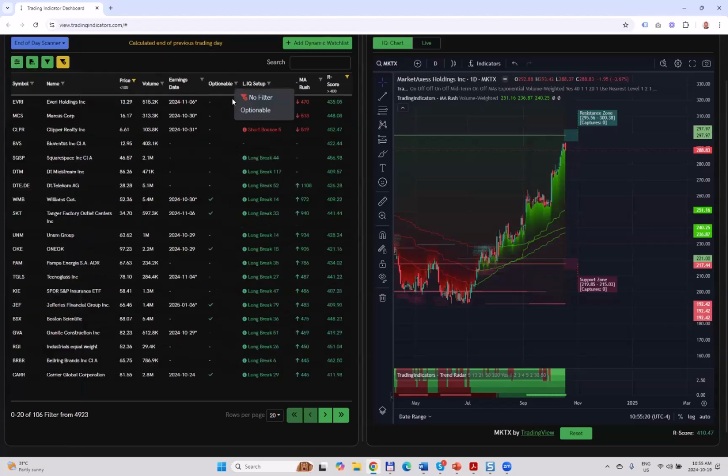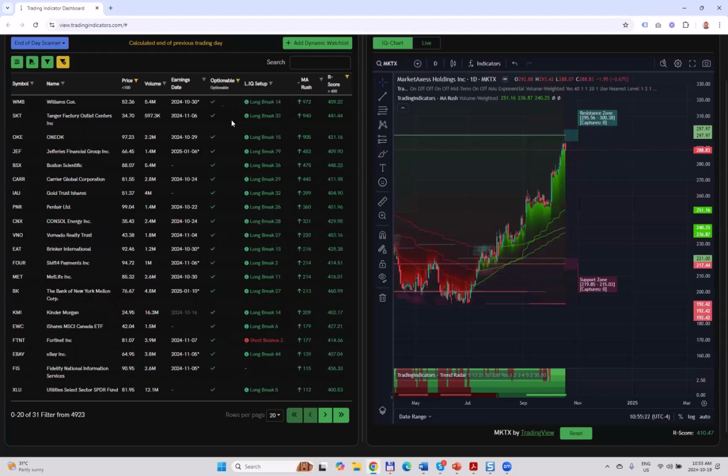And then you can filter for only stocks which have an options chain and which have a reasonably liquid options chain. So, having an options chain is one thing, but if it's completely illiquid, you still can't trade these options properly. So this optionable column will also check for liquidity of the options chain.